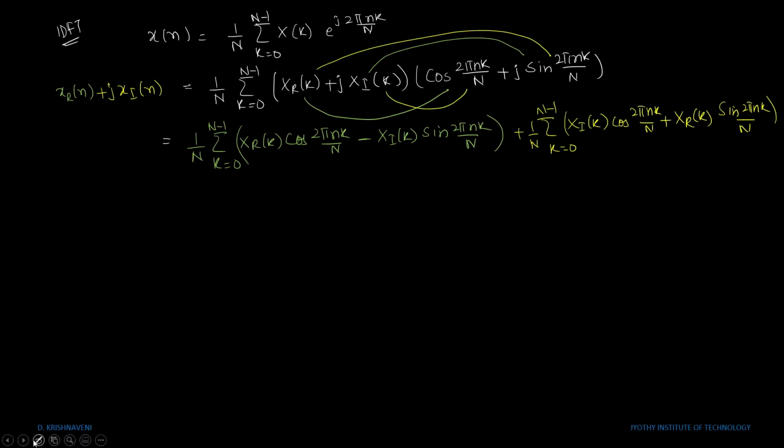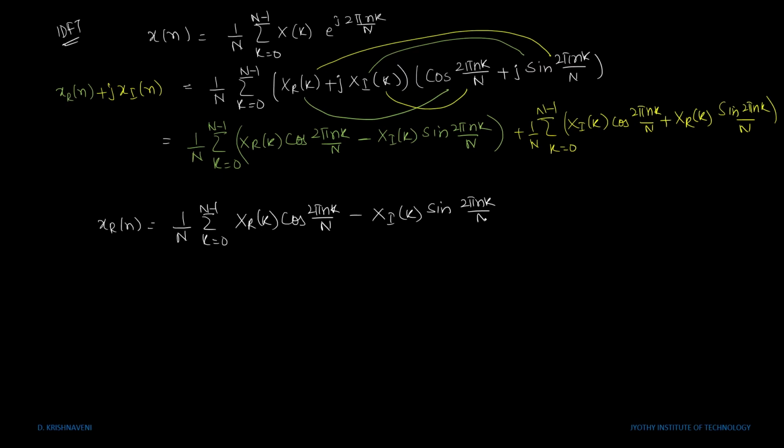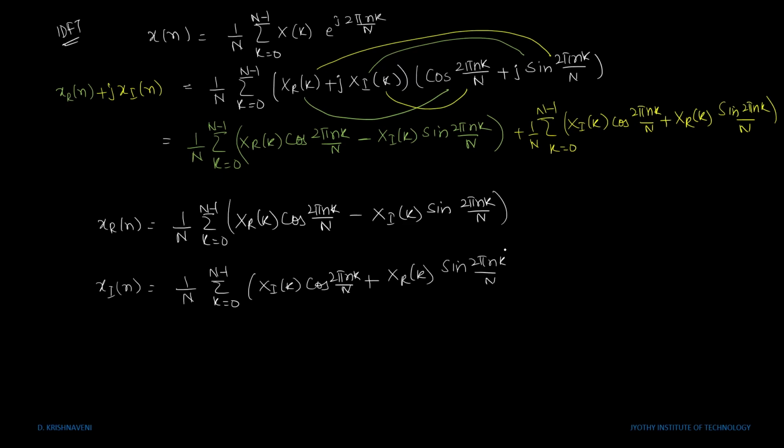So here xr of n is 1 by n summation k equal to 0 to n minus 1 xr of k cos 2 pi nk by n minus xi of k sin 2 pi nk by n, and the imaginary part of x of n, that is xi of n, is given by 1 by n summation k equal to 0 to n minus 1 xi of k cos 2 pi nk by n plus xr of k sin 2 pi nk by n. So I'll write these equations as 3 and 4.